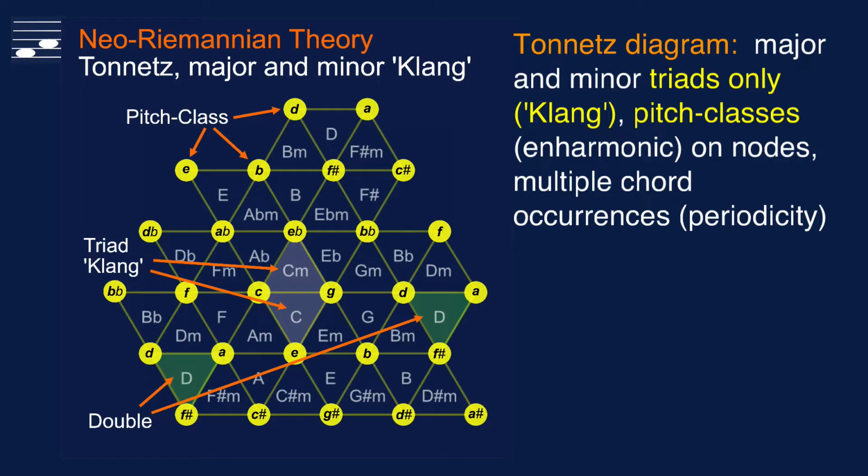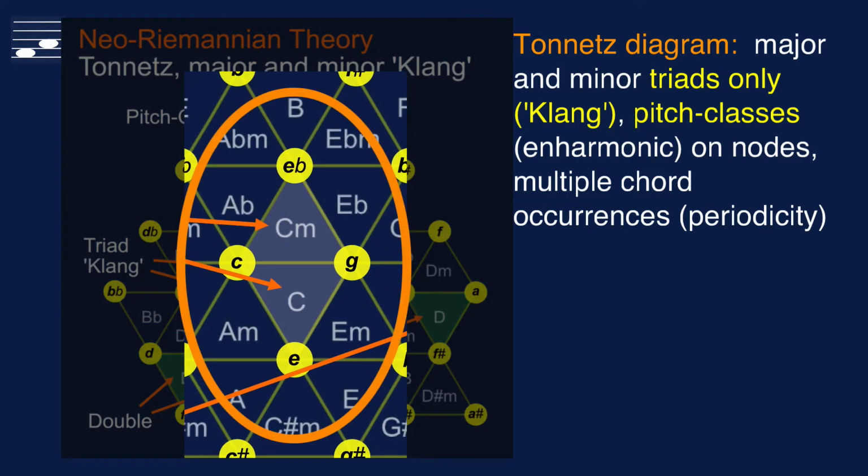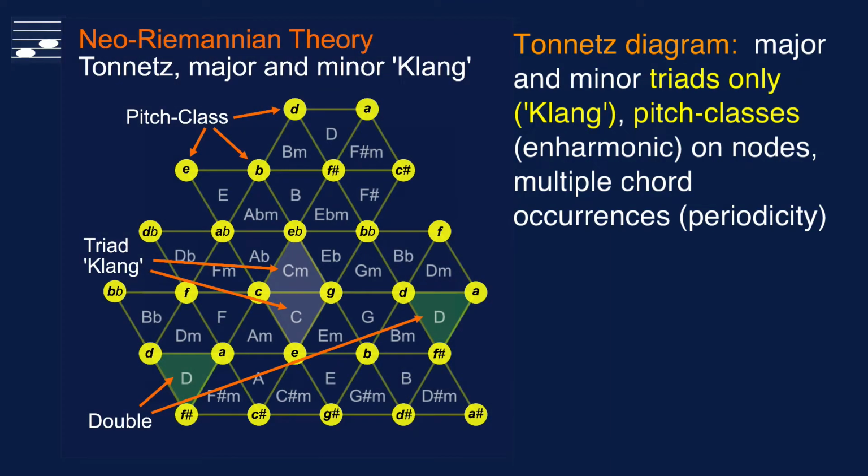The Tonnetz has a triangular grid with pitch class set names at the note points and the resulting major and minor triads in the triangles. This example grid is centered around C and C minor. Since the chromatic scale is periodic through octave transposition or enharmonic pitch labeling, there will be multiple occurrences of these triads, as shown here for D major.